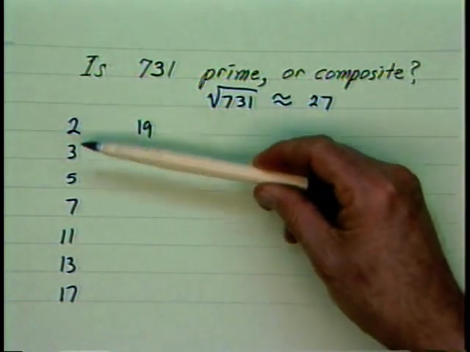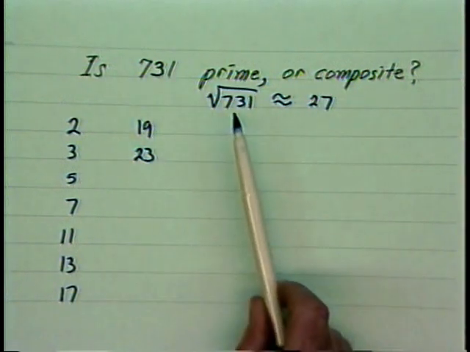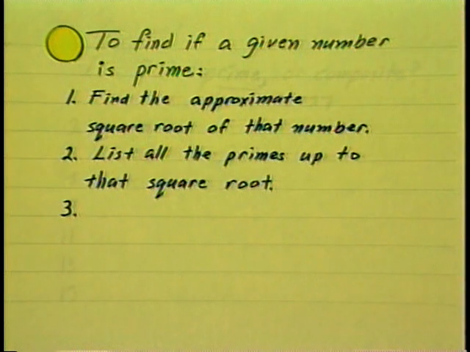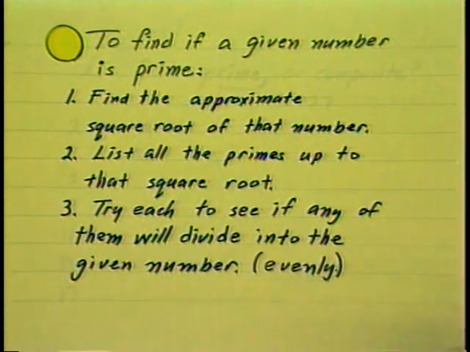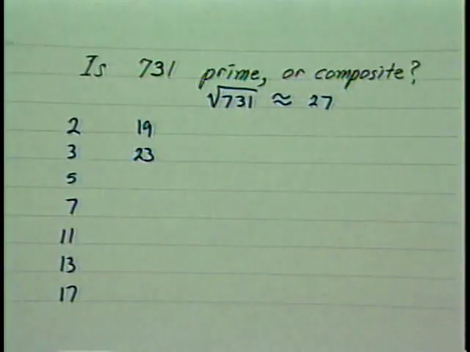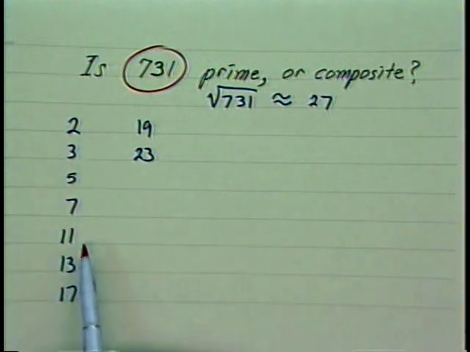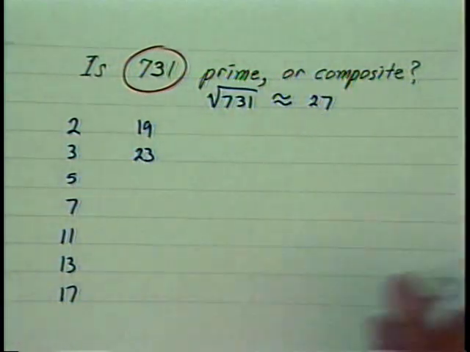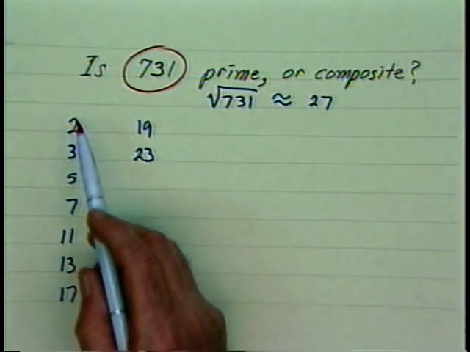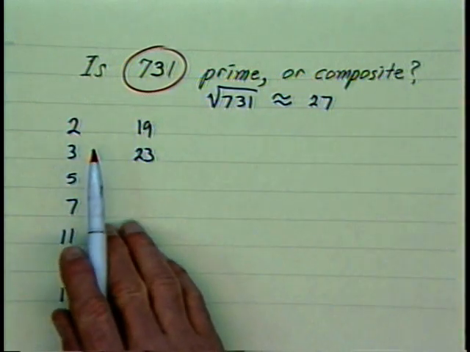So after we've listed all the prime numbers up to the approximate square root of our given number, next we want to try each to see if any of them will divide into the given number. And of course, we mean to divide evenly. And you may do the trial division into our given number by using a calculator if your teacher allows you to use it, or by hand. But the first three, 2, 3, and 5, you can always try mentally without the calculator. In fact, it's faster without that.